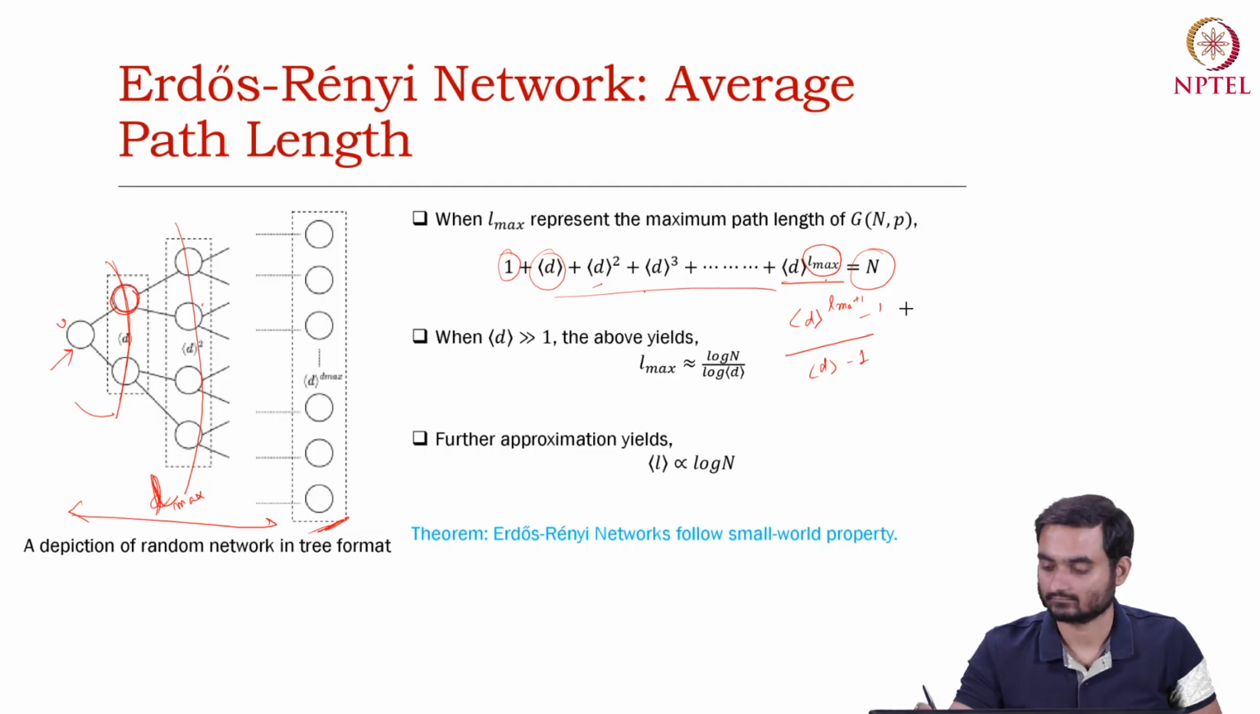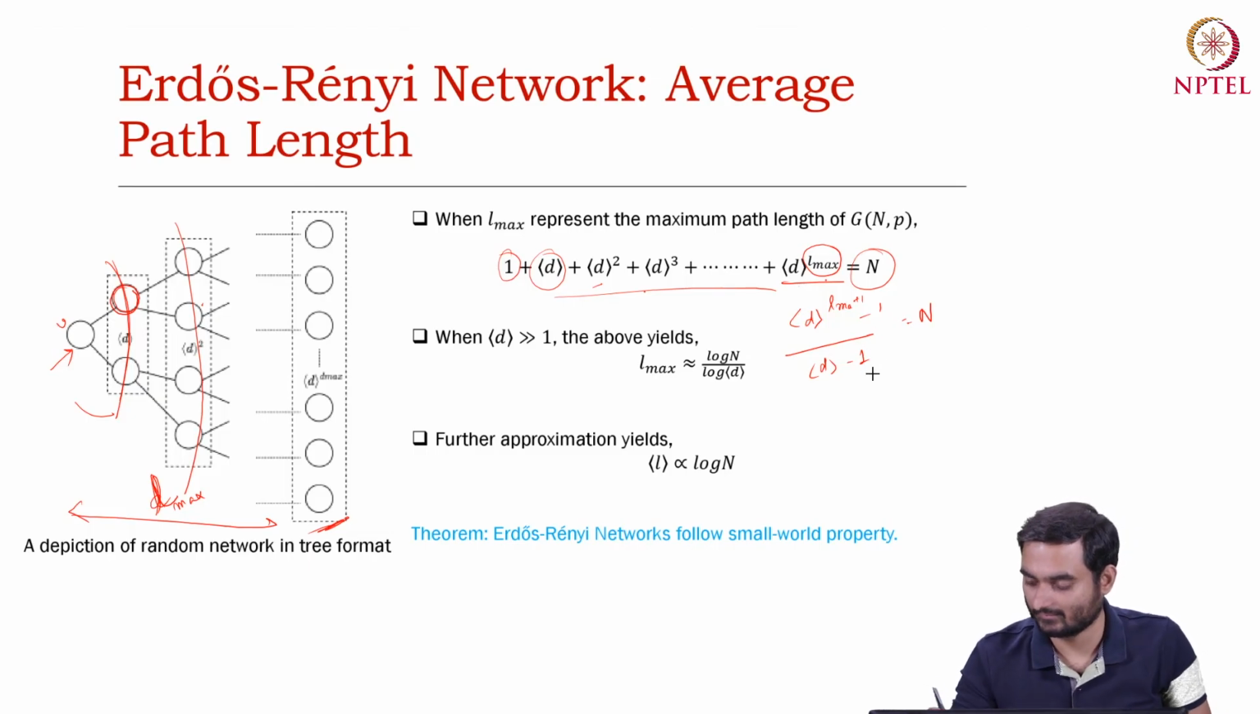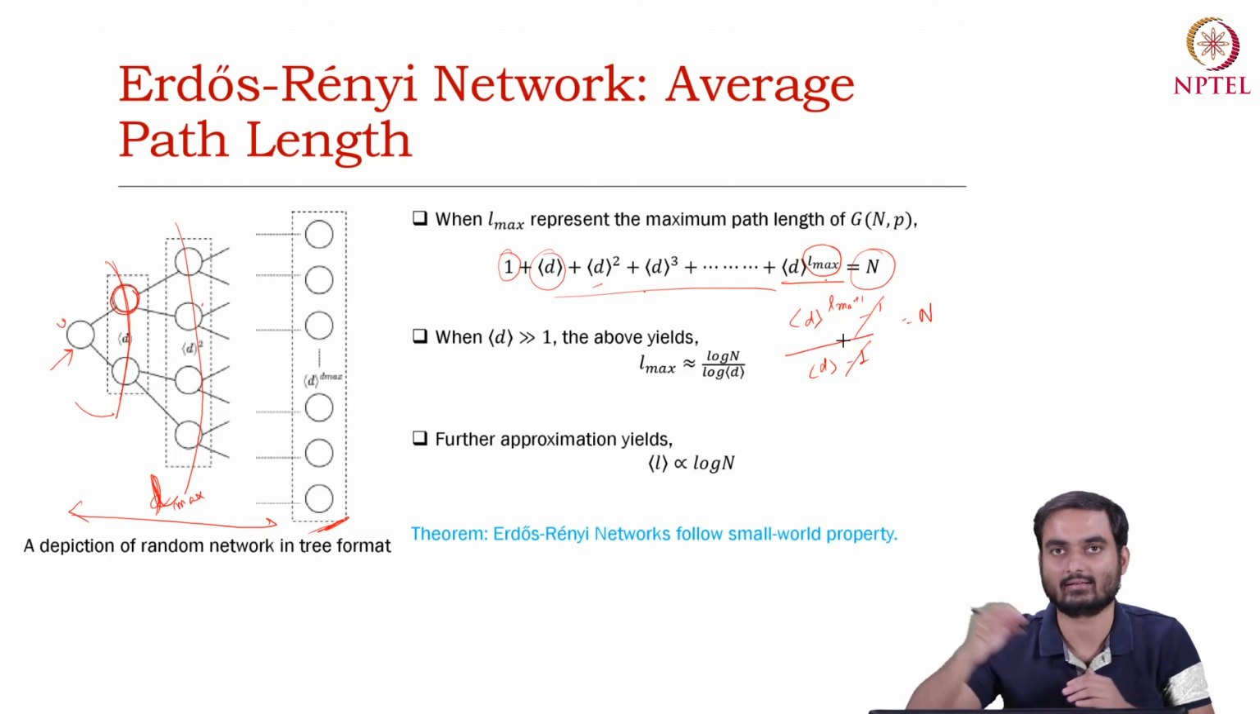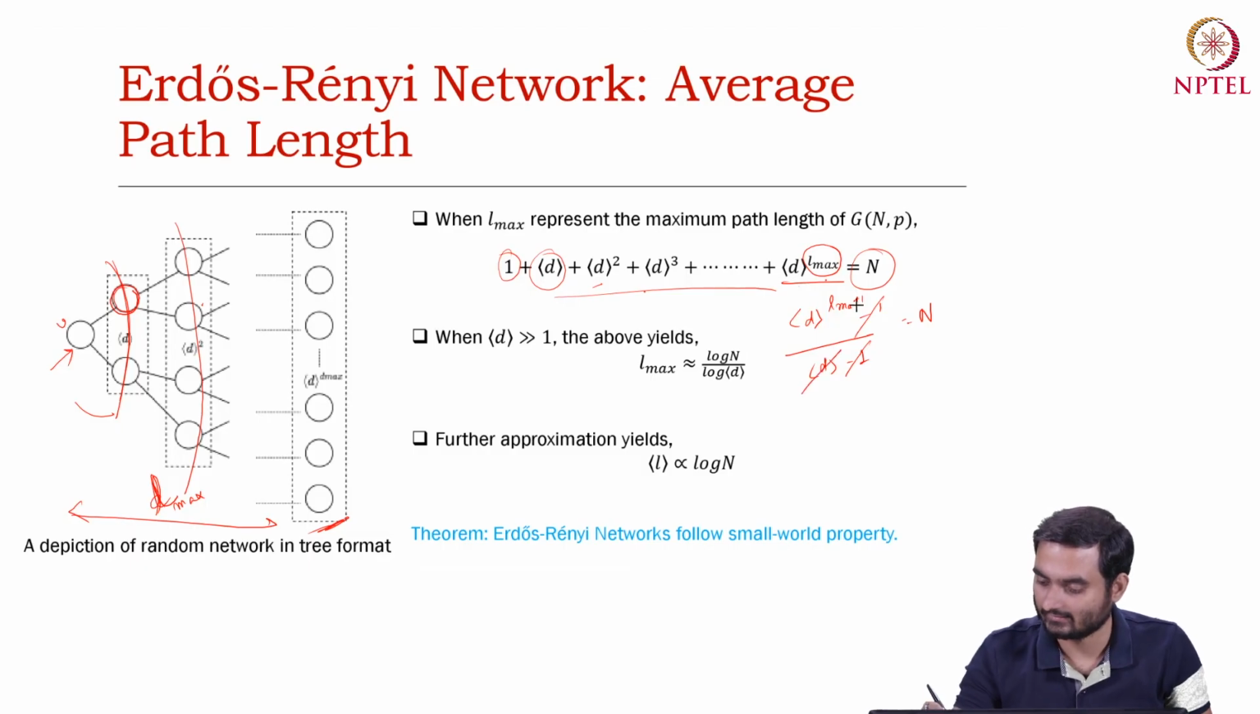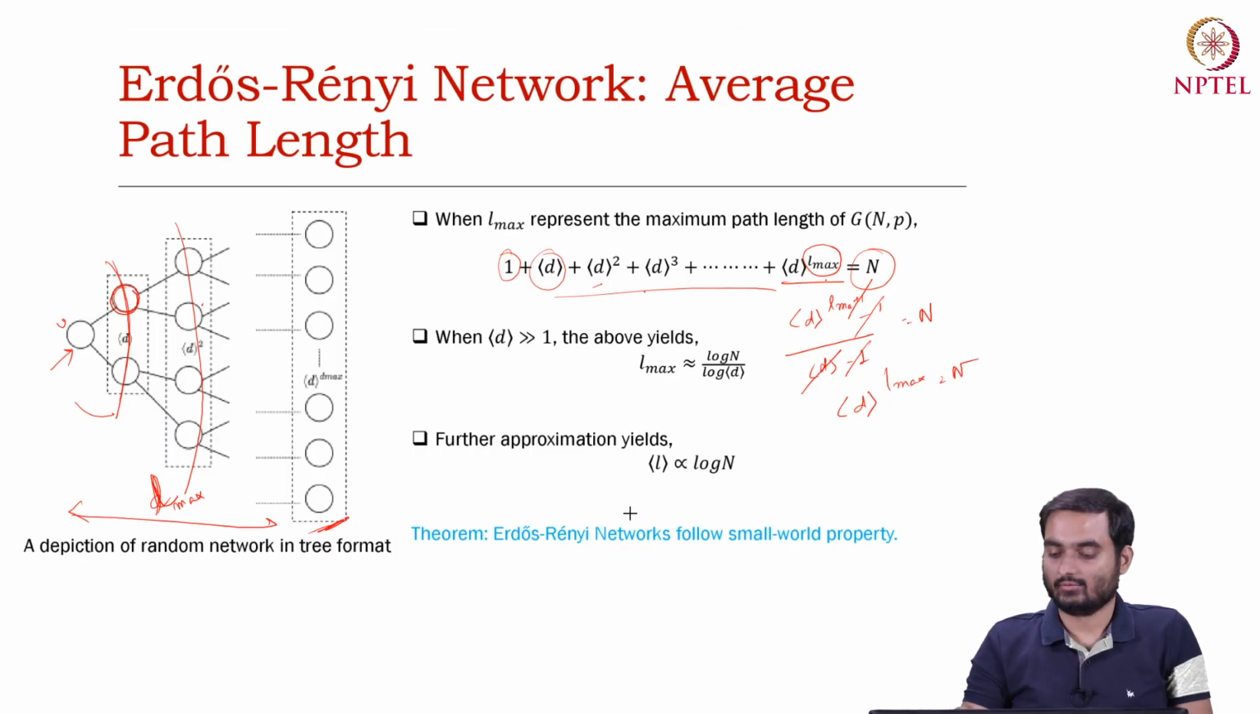And you basically ignore this part, as n tends to infinity and d becomes so large, then this does not matter. Then we will cancel these and we will have ⟨d⟩ to the power L max equals n. You take log on both sides, and you will get this equation.